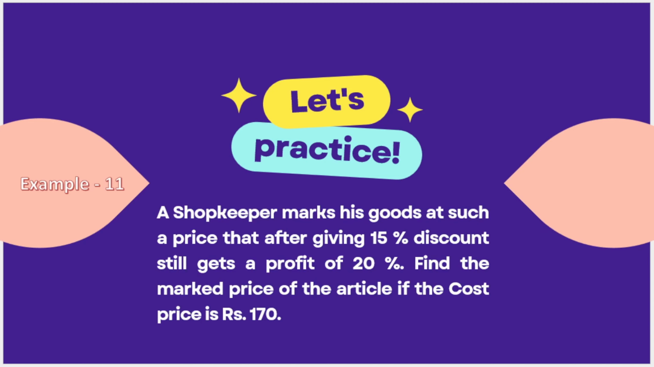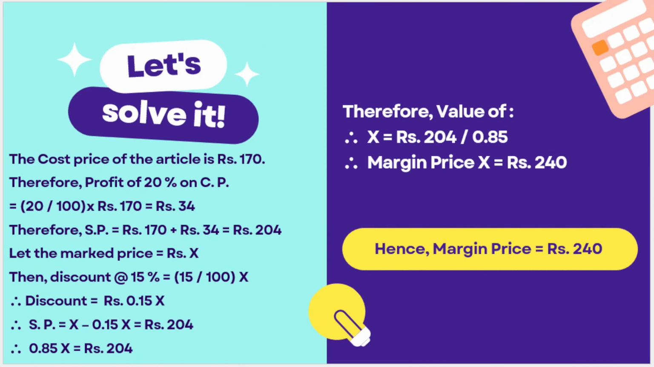It is given that a shopkeeper marks his goods at such a price that after giving 15% discount still gets a profit of 20%. Then we have to find the marked price of the article. If the cost price is rupees 170, let us try to solve this example number 11. Solution to example 11. The cost price of the article is rupees 170.